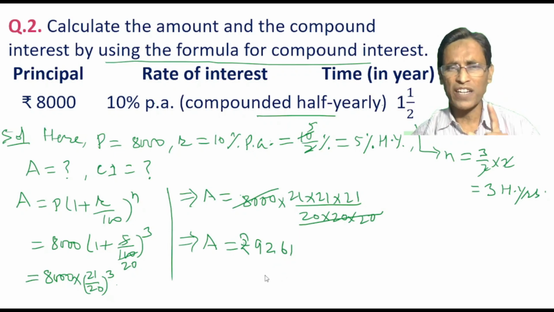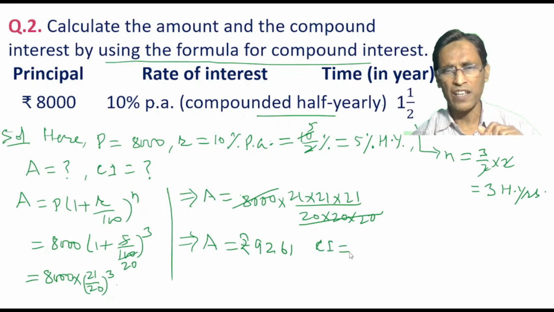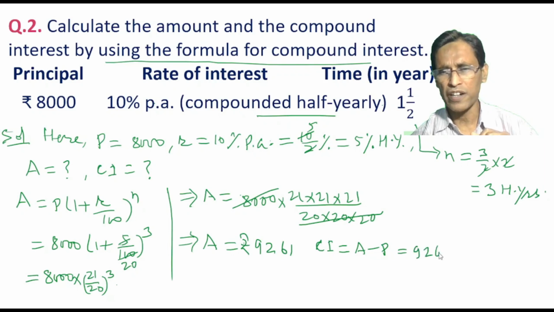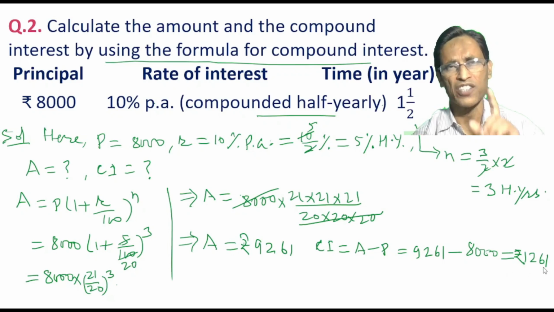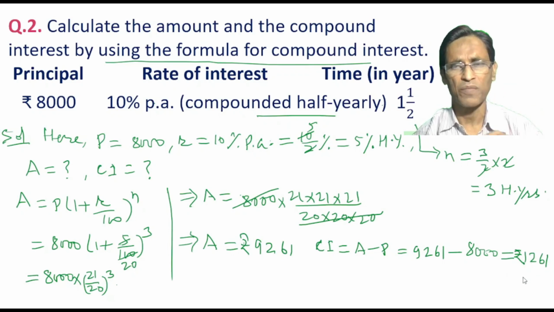After this we have to find out the compound interest. For compound interest we use the formula CI equal to A minus P. A is replaced by 9261, minus P is replaced by 8000. Now after simplification it gives 1261 in rupees, and so compound interest is rupees 1261. Thus we have found the required values. Answer.